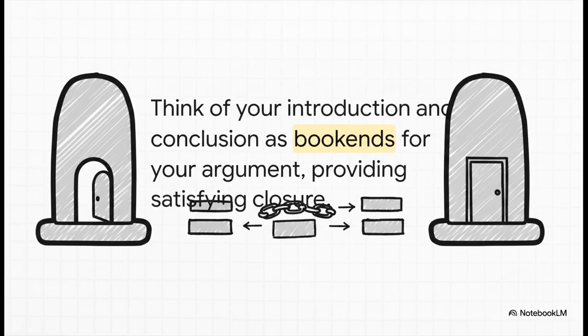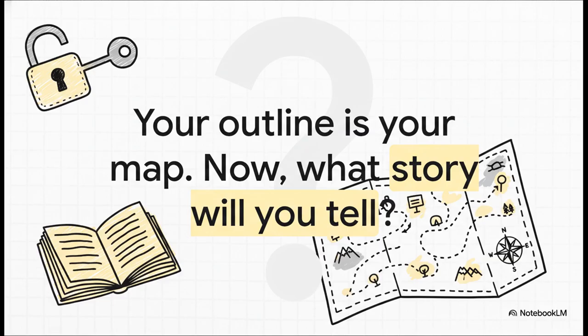Here's a great way to think about it. Imagine your introduction and your conclusion as bookends for your argument. The intro opens the door to your ideas, and the conclusion clicks it satisfyingly shut. It makes the entire essay feel whole, complete, and really intentional. So there you have it. The outline isn't a cage that restricts you, it's a key. It's the map that turns what feels like a daunting, impossible journey into a clear, manageable path. And now that you have that map, really, the only question left to ask is, what story will you tell?